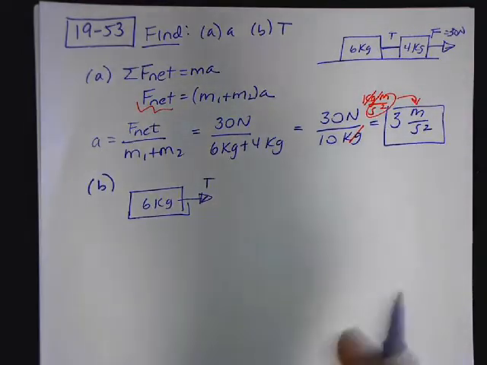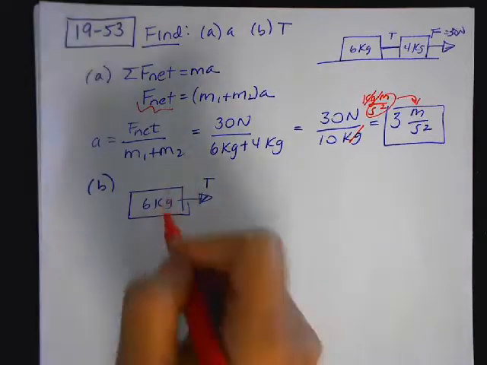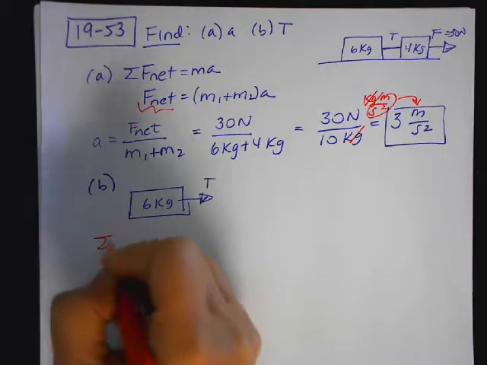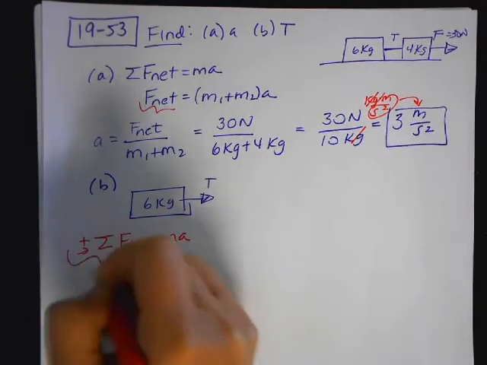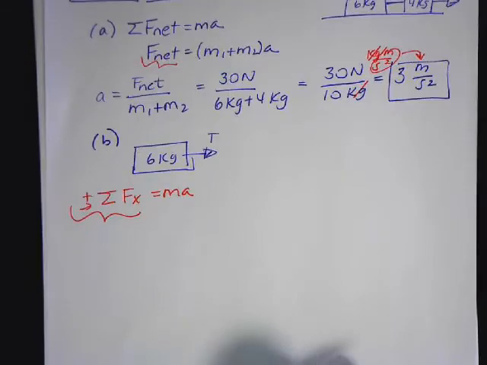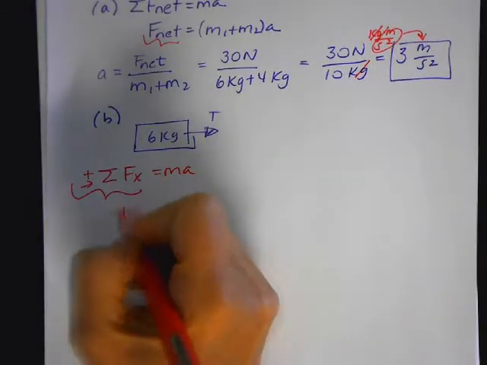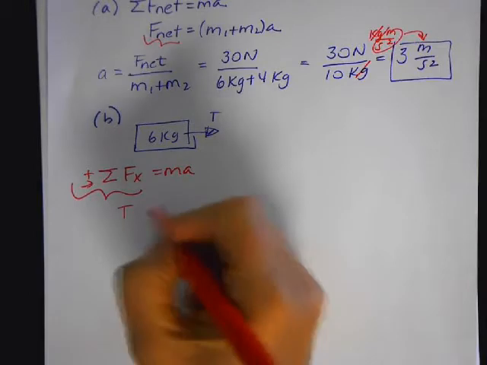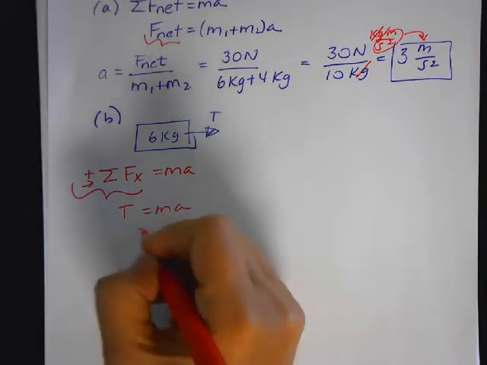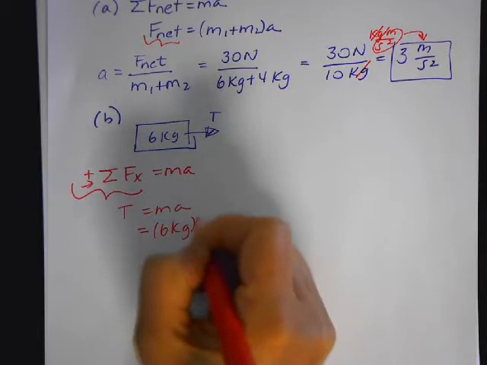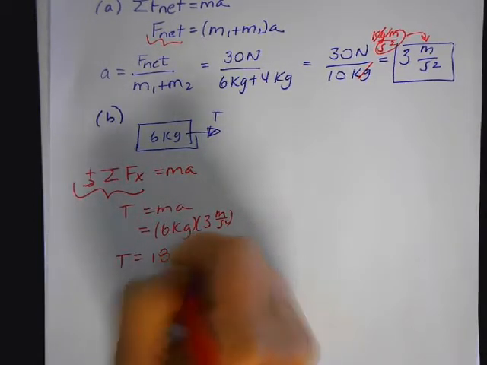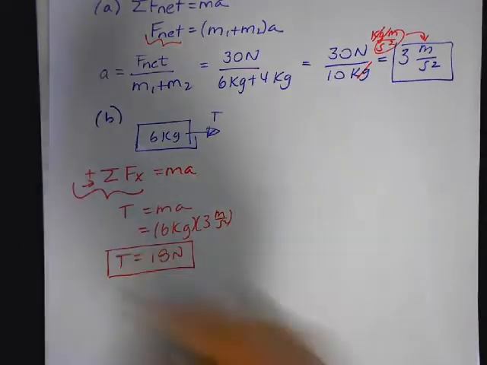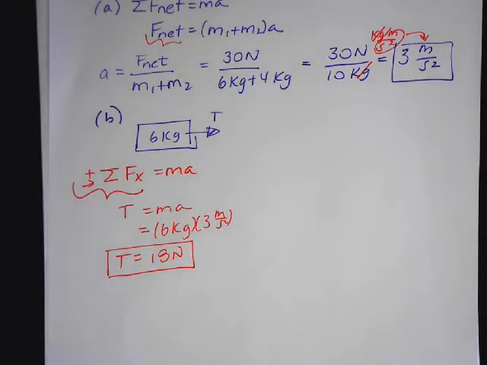So I can apply Newton's second law to this block and say summation of F of x is equal to MA. What are the forces acting on this one block? I have the tension, which is going to the right, which I'm calling positive, and that's equal to MA. So the tension is 6 kilograms times 3 meters per second squared, so the tension is equal to 18 newtons. Now remember, because this system is moving together, each block has the same acceleration.